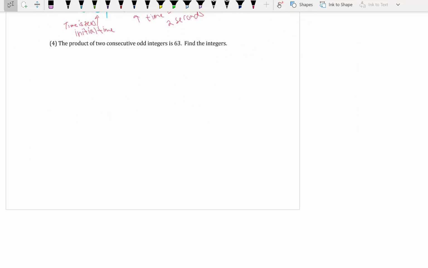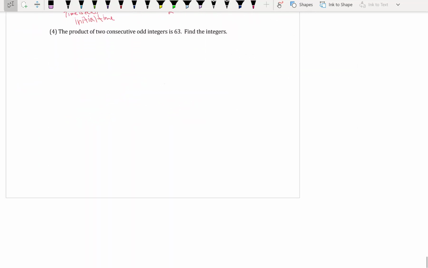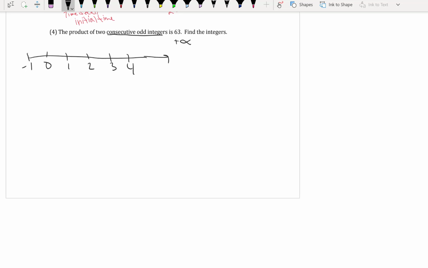So number 4, our very last problem. It says the product of two consecutive odd integers is 63. Find the integers. So remember, consecutive odd integers. Let's think about the number line. So we have 0, -1, 1, 2, 3, 4, and it keeps going on to positive infinity, and we keep going on to get our negative infinity.